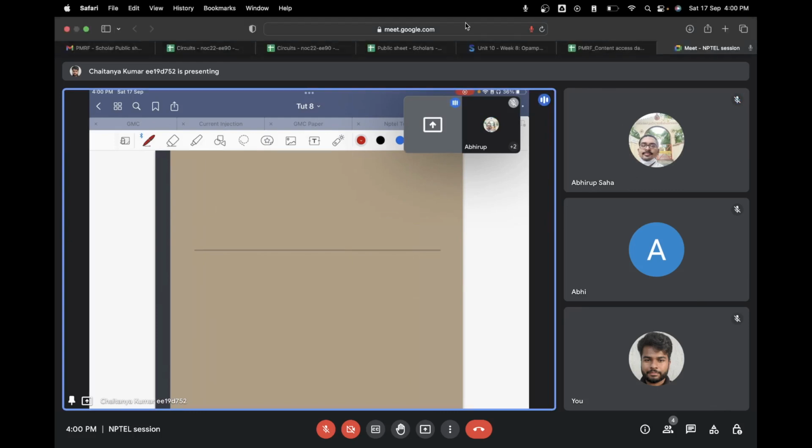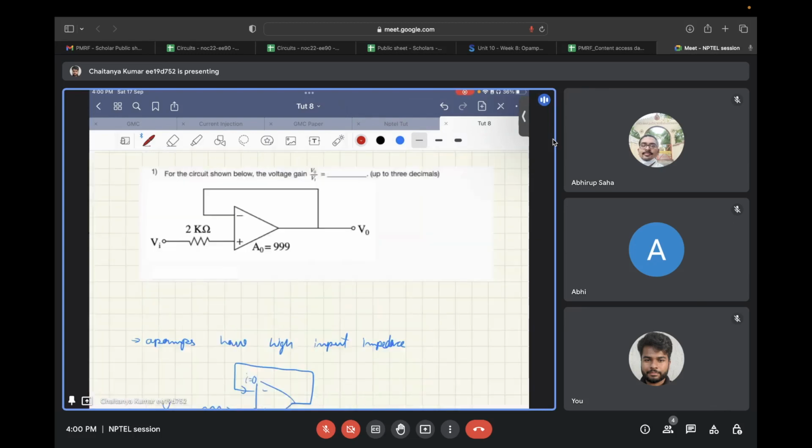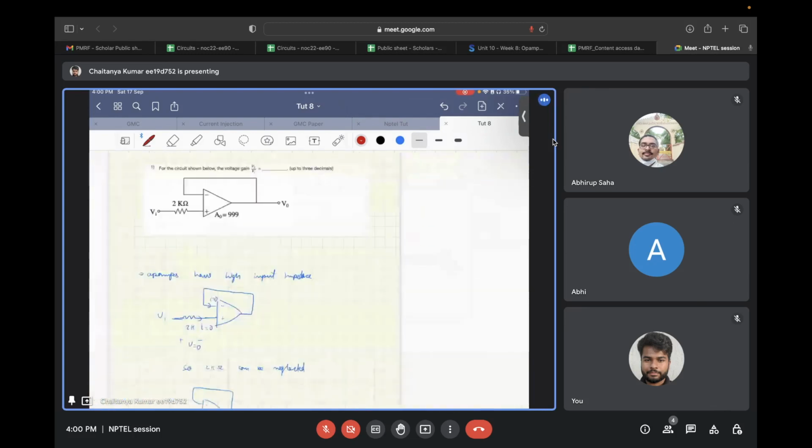So today we will be discussing problems from week 8, that is the negative feedback of op-amps and circuits related to negative feedback of op-amps. And as these are interactive sessions, I will expect you to solve the questions along with the session. So let's start with the first question.